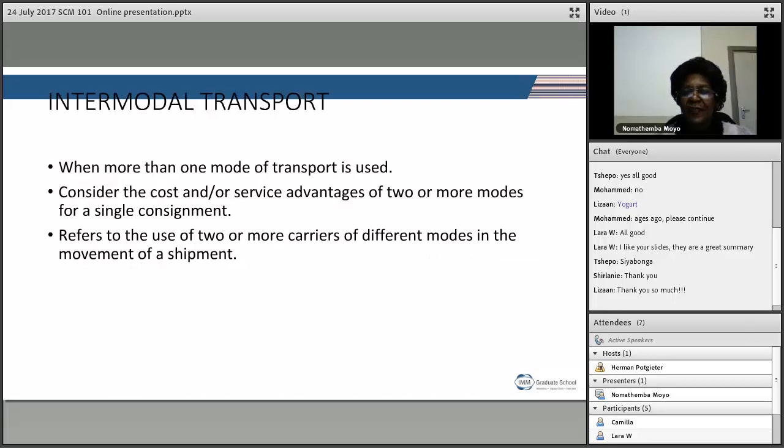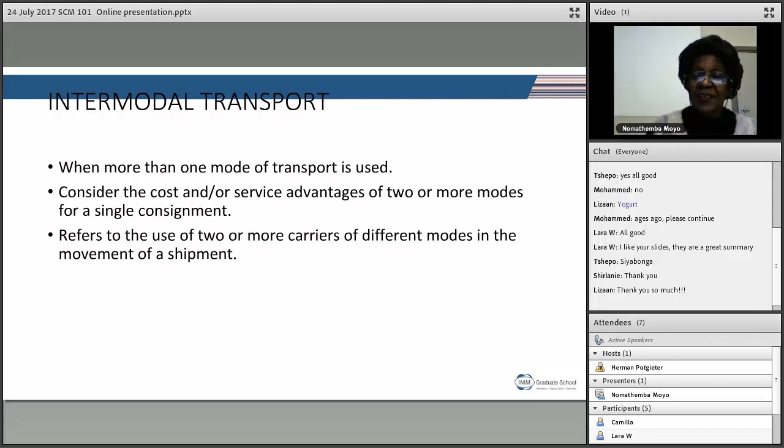Then air freight, advantages and disadvantages as well. Pipeline, which is good for liquids and gases, advantages and disadvantages as well. And what is meant by intermodal transport? That is when more than one transport mode is used. We say it's intermodal, for instance, ship, then road.